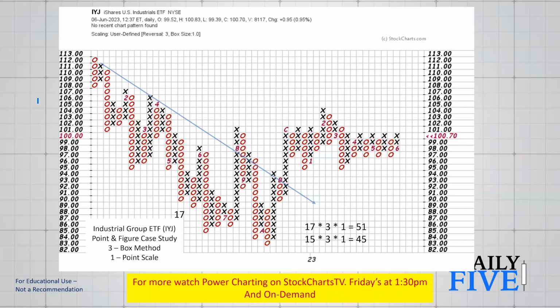This is the industrials, John. What are we looking at? This is a 3-box reversal, which is like a weekly chart. Tell us what you're seeing here. Well, again, we have the decline into stopping action, declining tops line. That line is broken to the upside. Sign of strength.